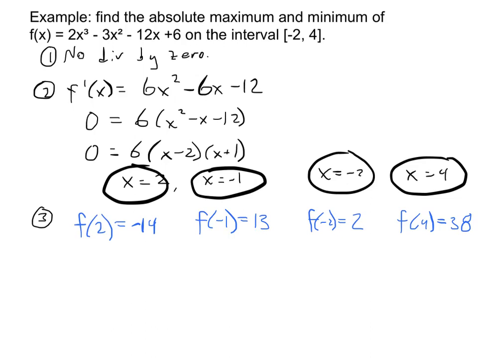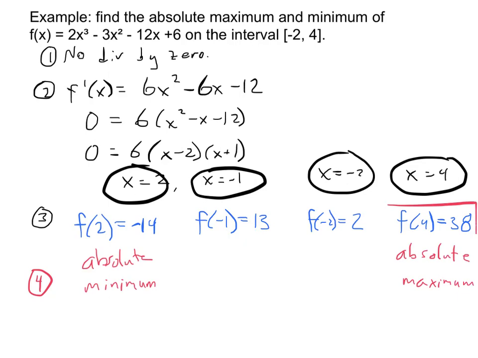So looking at these numbers, we now go on to step 4. Step 4 is where we decide, okay, great, what is the absolute minimum, what is the absolute maximum, of these 4 numbers? It looks to me like negative 14 is the absolute minimum on this interval, and 38 is the absolute maximum.